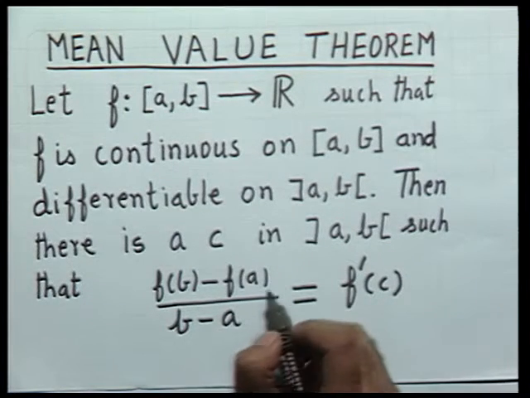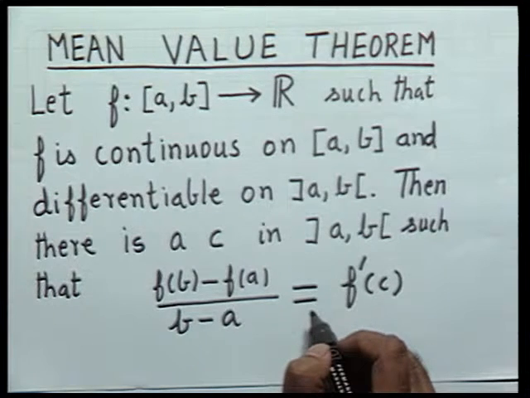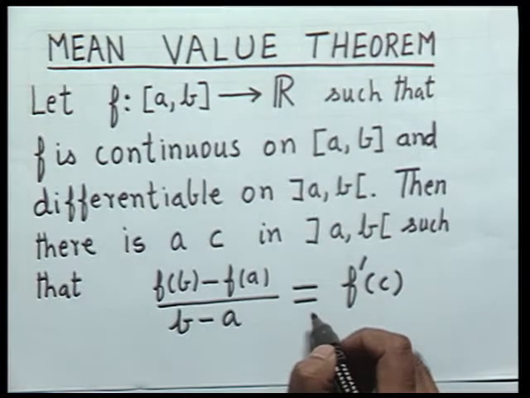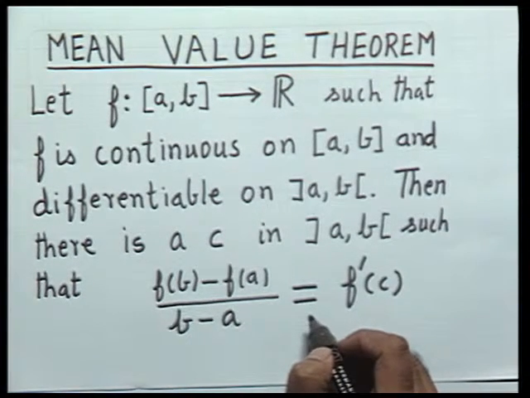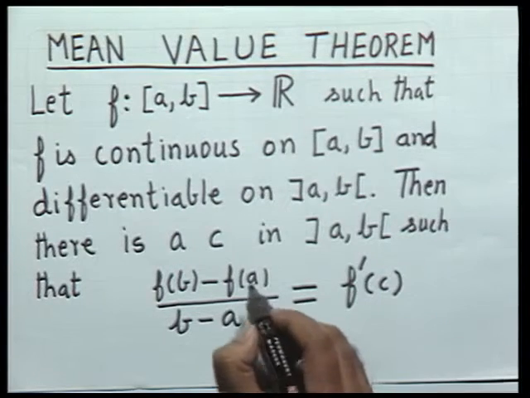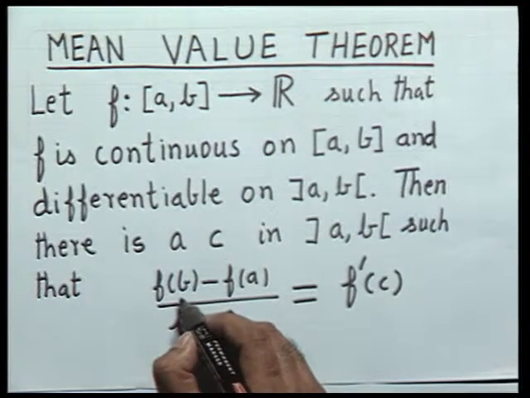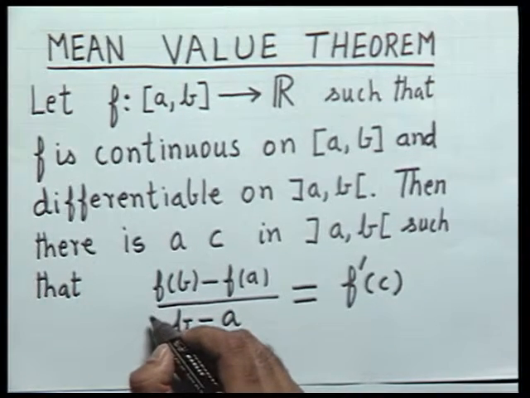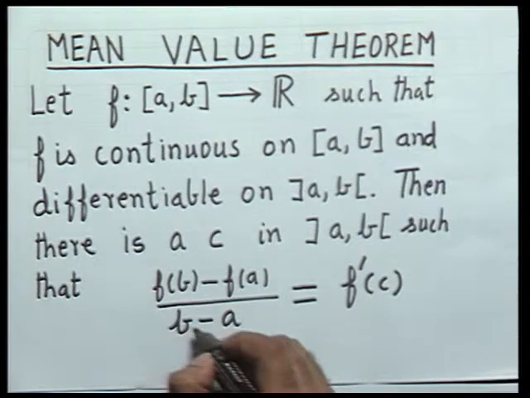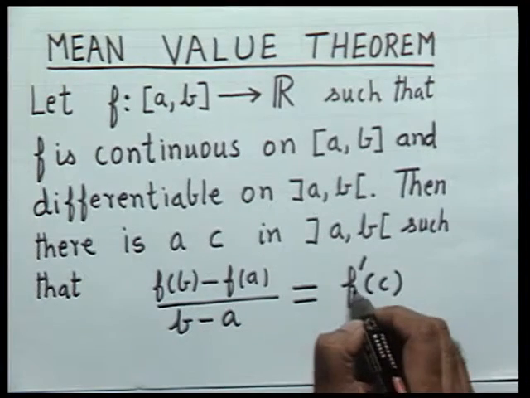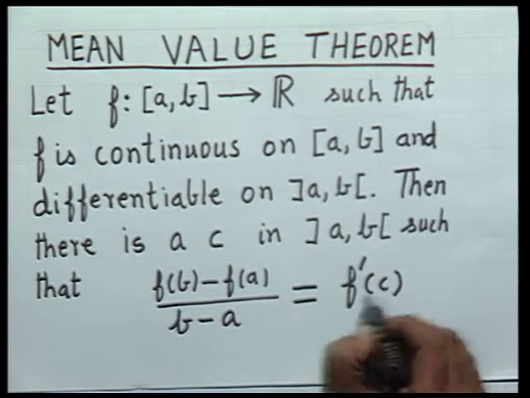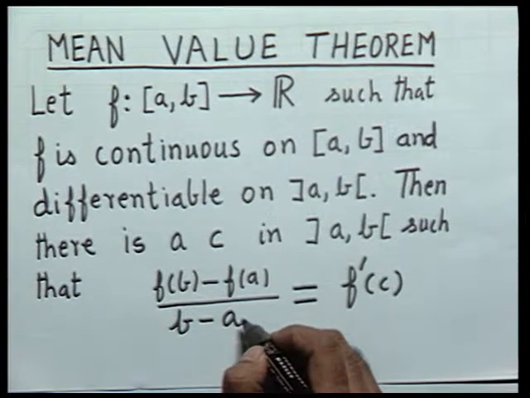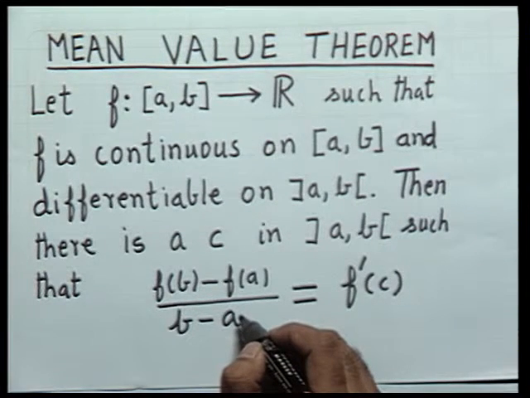Why is this theorem called a generalization of Rolle's theorem, or why is Rolle's theorem a special case of this theorem? The reason is that if you take f(a) equal to f(b) equal to 0, then you will get the left hand side in this equation as 0, and you will find that the derivative of f at c is 0, which is what Rolle's theorem tells you, and therefore, this is certainly a special case of Rolle's theorem.